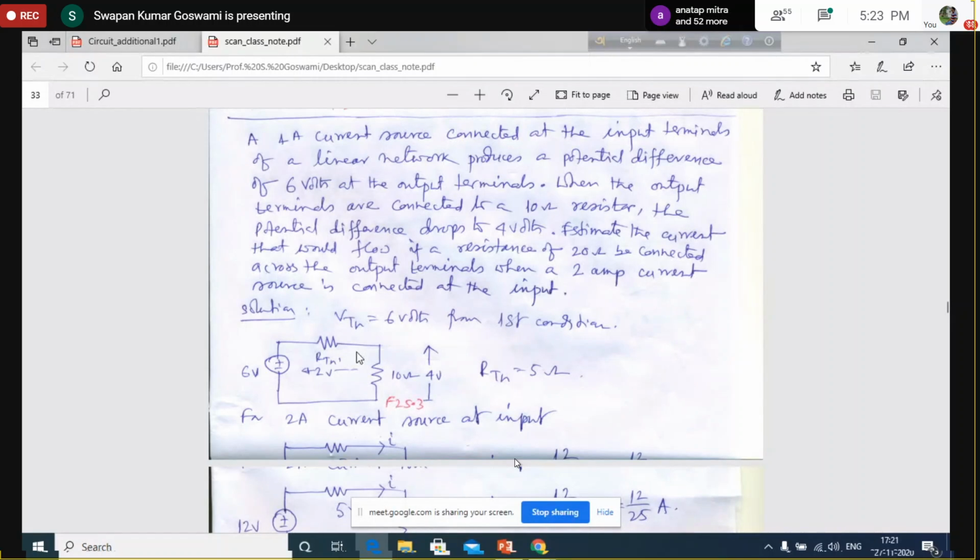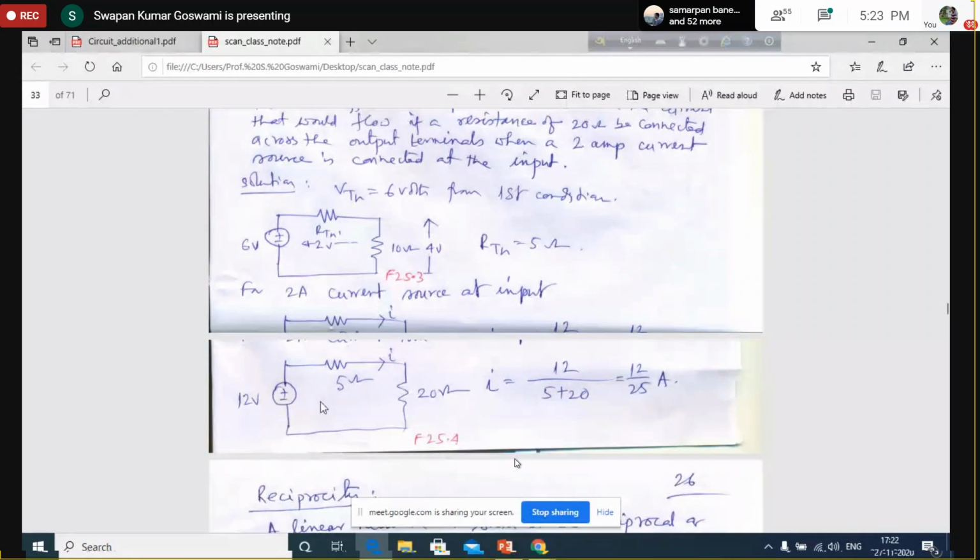So we can say that the internal impedance of the network, which is the Thevenin impedance, is equal to 5 ohm. Why 5 ohm? Because across the 10 ohm the voltage drop is 4 volt, so 2 volt will be dropped across a resistance whose value is 50% of this, that means 5 ohm. That's why we can write R Thevenin to be 5 ohm. This is the internal resistance of the Thevenin equivalent.